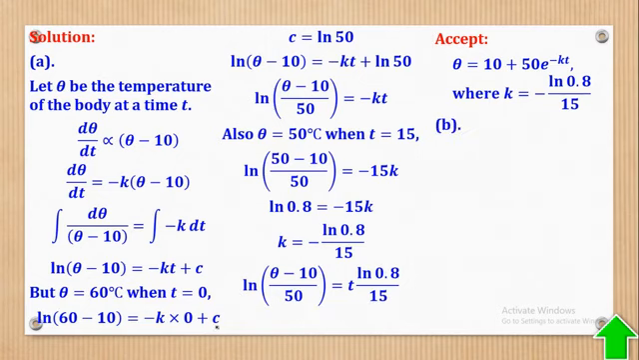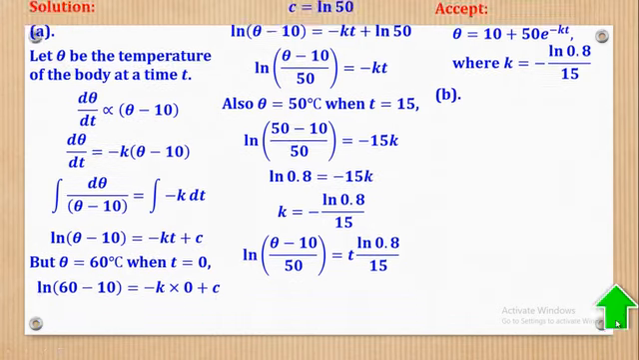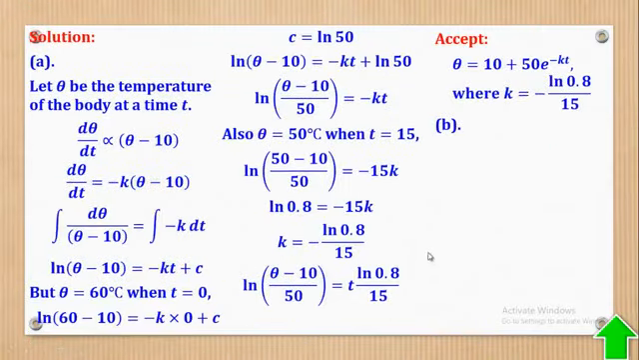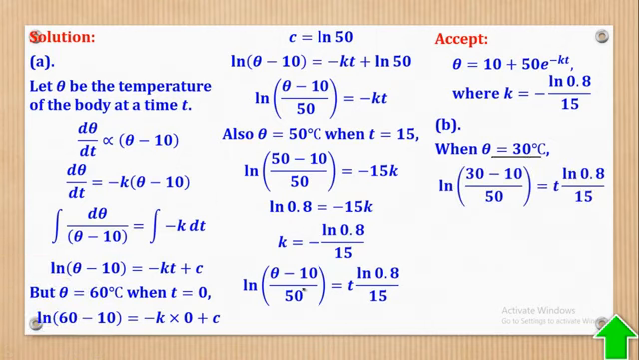So part B, let's see what part B says. Part B says determine the time it takes for the temperature of the body to reach 30 degrees Celsius. So they want the value of T when theta is equal to 30. So we shall say that when theta is equal to 30 degrees Celsius, we substitute it here and be able to get this unknown, which is T. So our aim is to make T the subject.